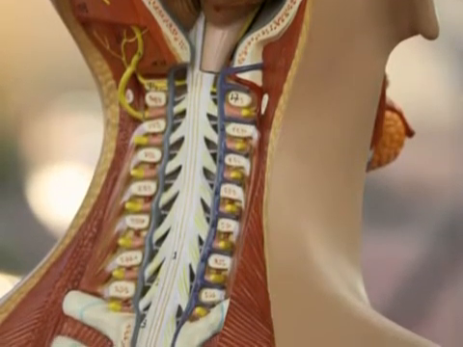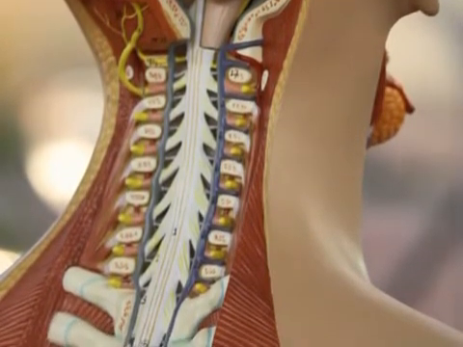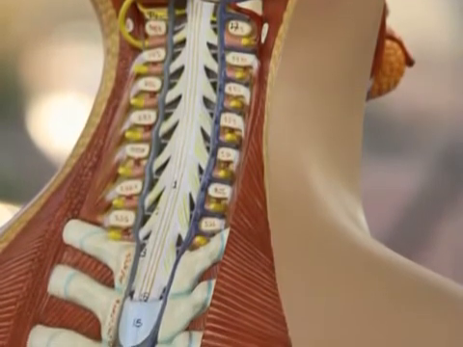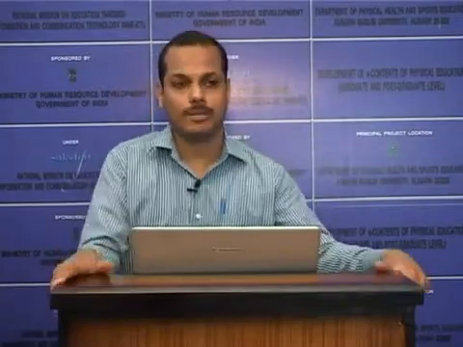Dura mater extends along each spinal nerve root and is continuous with the connective tissue surrounding each spinal nerve. This is called epineurium. So dura mater is continuous with the spinal nerve root. The inner surface of the dura mater is in contact with the arachnoid mater.